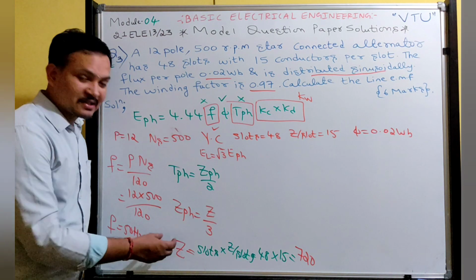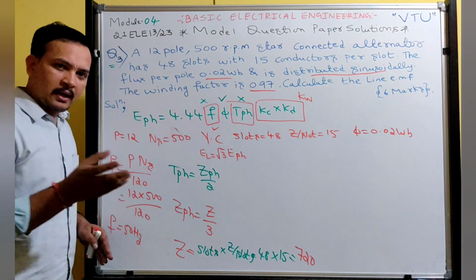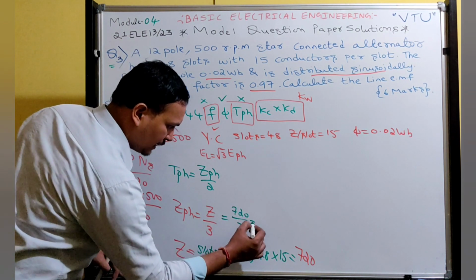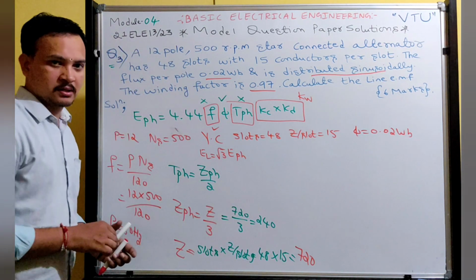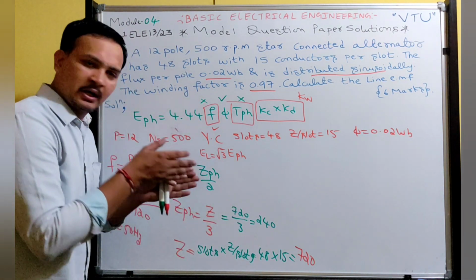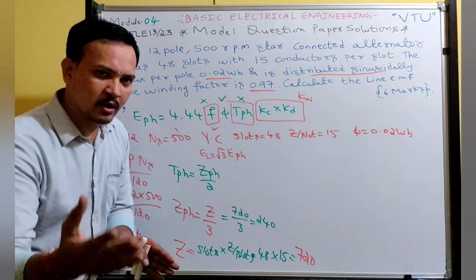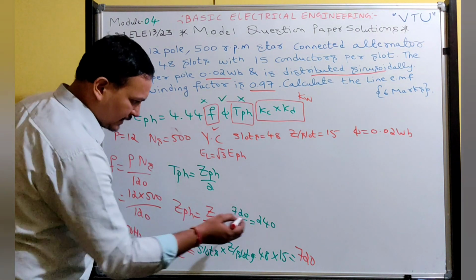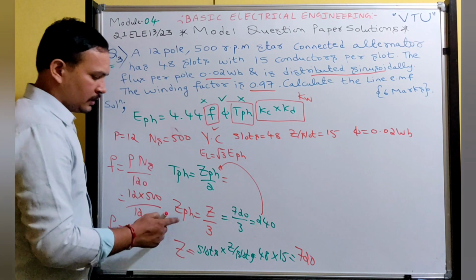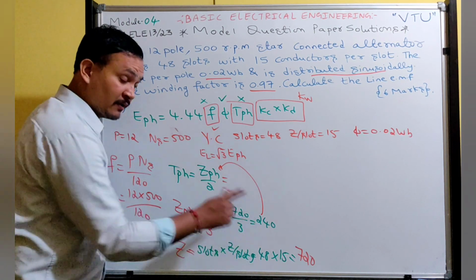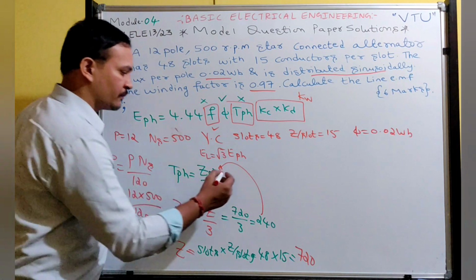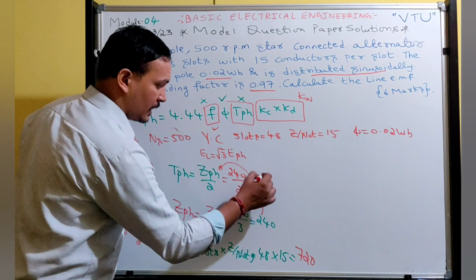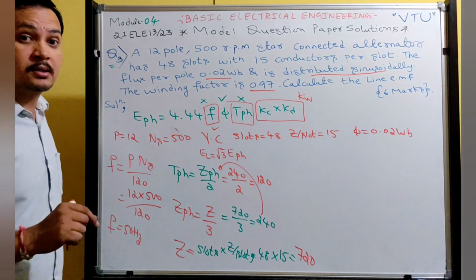If I want to split all these conductors among the phases, how many conductors do we get? Take the Z value here, 720 divided by 3. Then we get 240 conductors. Out of 720, in one phase they put 240, in another phase 240, and in one more phase 240. Like that, the conductors are split. Now take this ZPH value and put it here. This many conductors in one phase. Then how many turns in one phase? 240 is the total number of conductors per phase, divided by 2. So there are 120 turns in each phase.